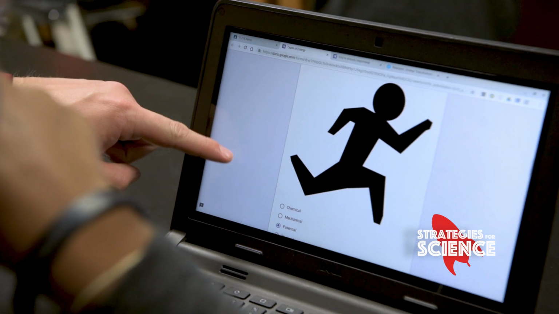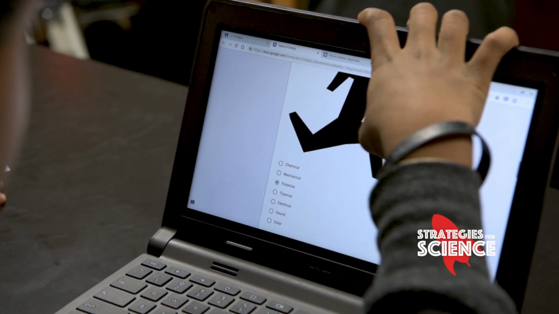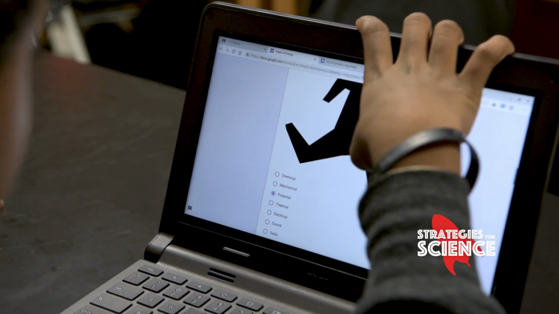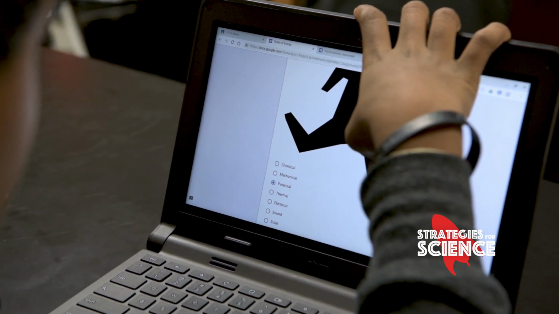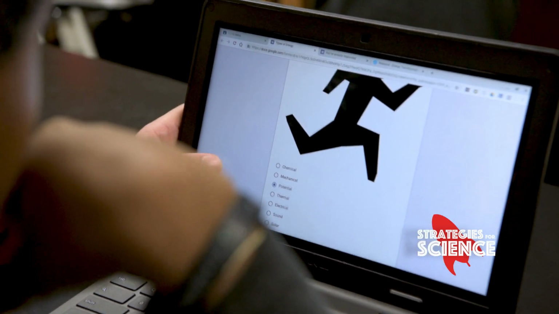Okay, so he's running, right? So what kind of energy if he's running? We don't want to say potential, because potential is when we're standing still. Stored energy. Which one of these is energy in motion?